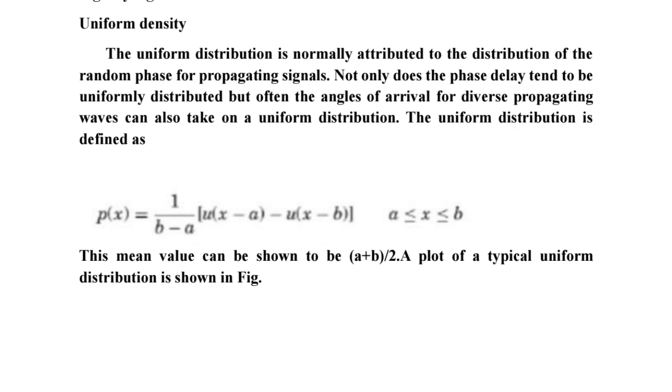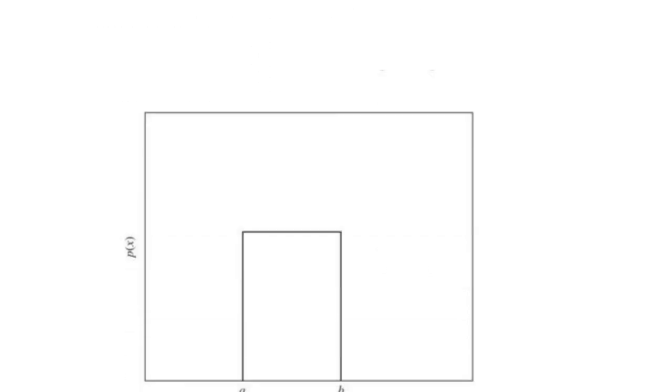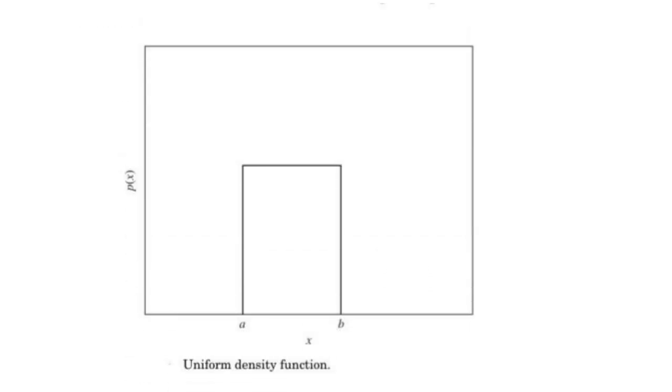For this probability density function, how can we plot the uniform density function? Previously we discussed two types of probability density function, specifically for noise and changes in amplitude value, but this uniform density is for random phase values. Now, see the curve for this uniform density: the distribution runs from a to b, and like that we need to plot it.